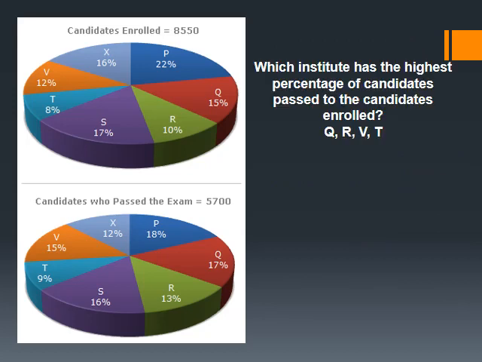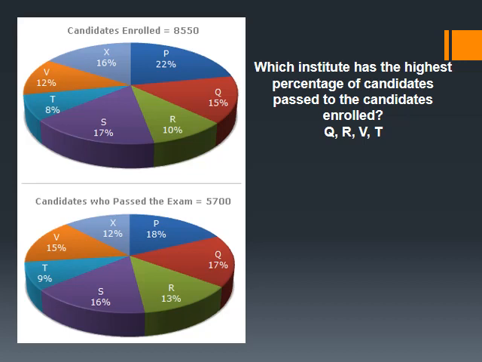And this question: which institute has the highest percentage of candidates passed to the candidates enrolled? So percentage of candidates passed to the candidates enrolled. The same thing, that is number of students who have passed to the number of students who have enrolled. And the options are Q, R, V and T. Out of this, which has the highest percentage of pass? Q, R, V and T are the institutes.